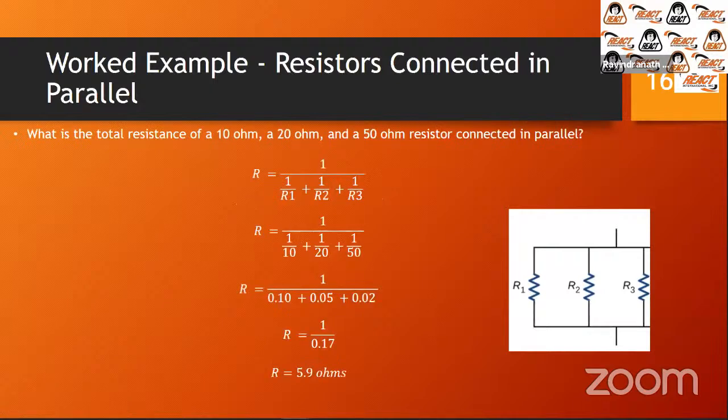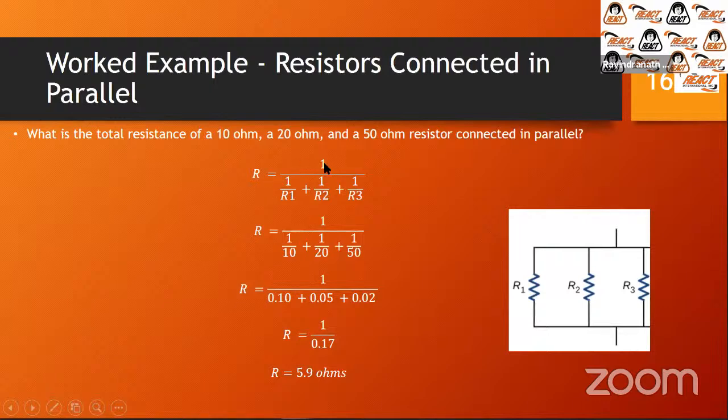Right, so this uses the longer formula. The question is, what is the total resistance of a 10 ohm, a 20 ohm, and a 50 ohm resistor connected in parallel? So let's dissect this question a little bit. We can't use the formula that we just used in the previous question. Why? Because the resistors are not equal. We are dealing with a parallel circuit. Resistor 1, resistor 2, and resistor 3 in parallel. So therefore, we have to use a formula for parallel resistors. But they again are not equal. So we have to use this long-winded formula.